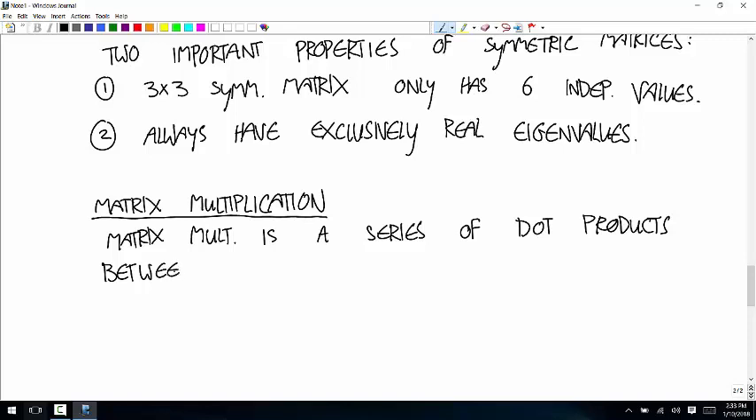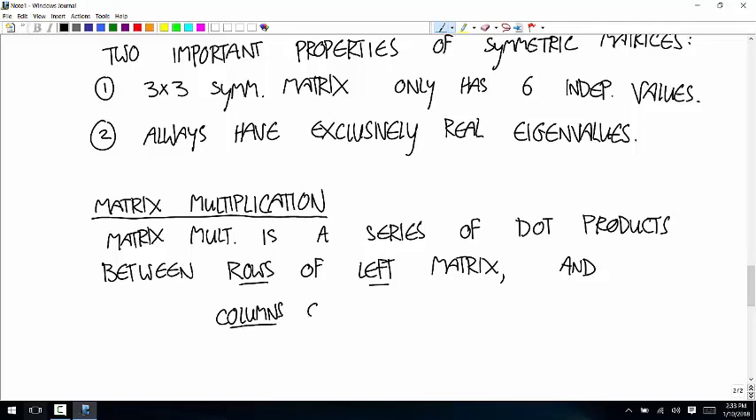Between rows of the left matrix and columns of the right matrix.